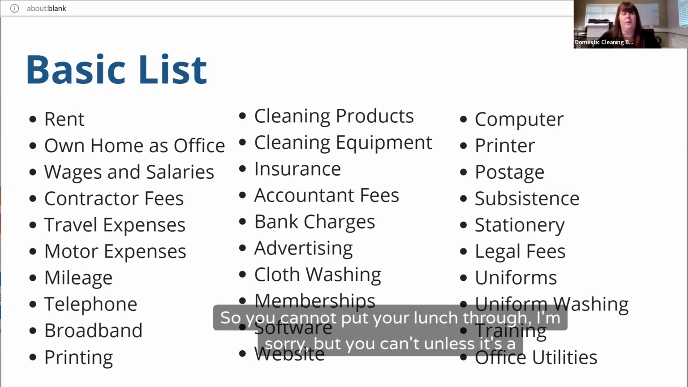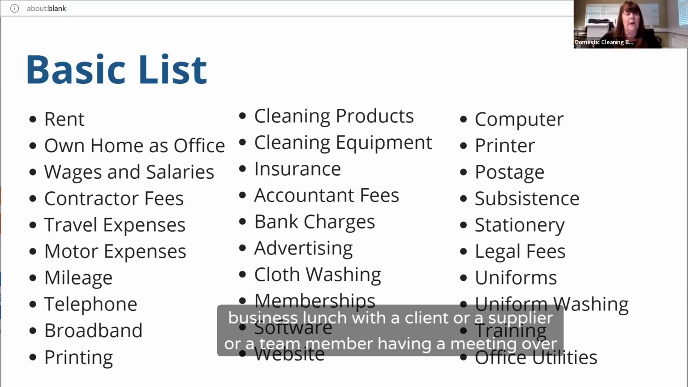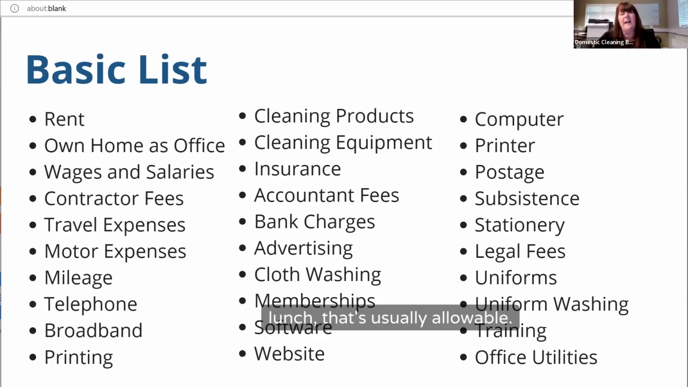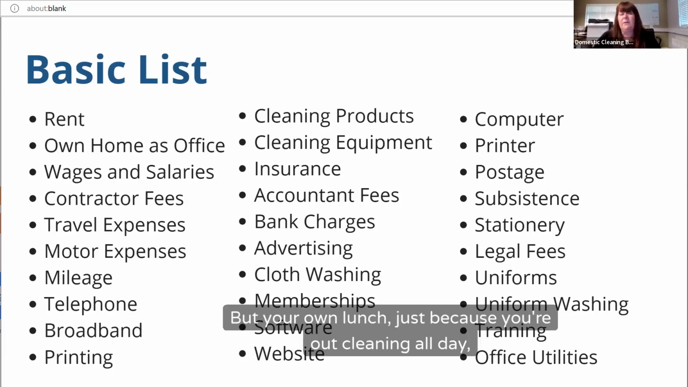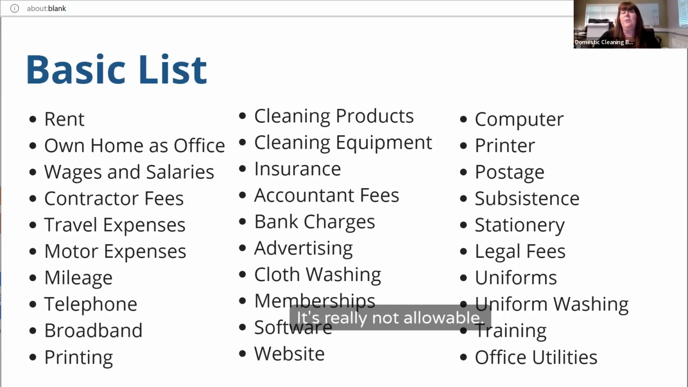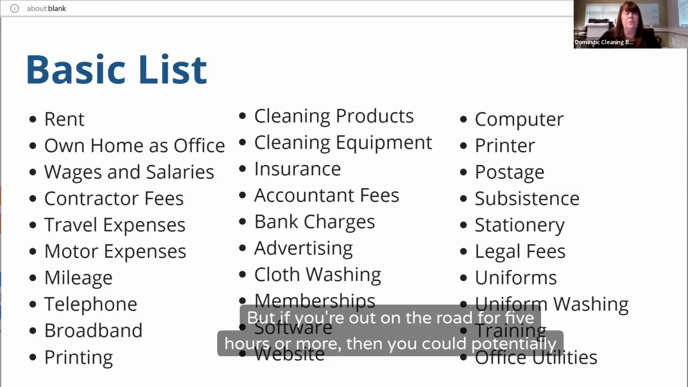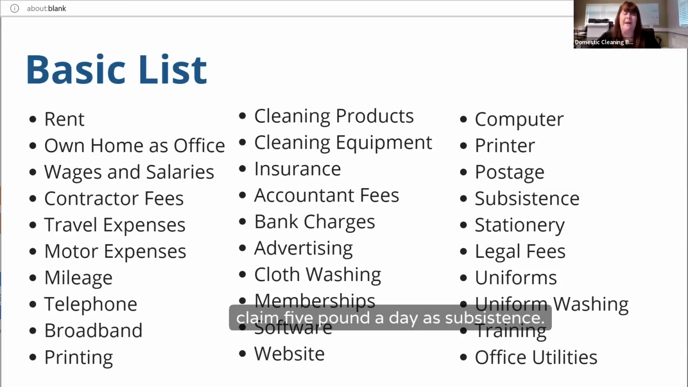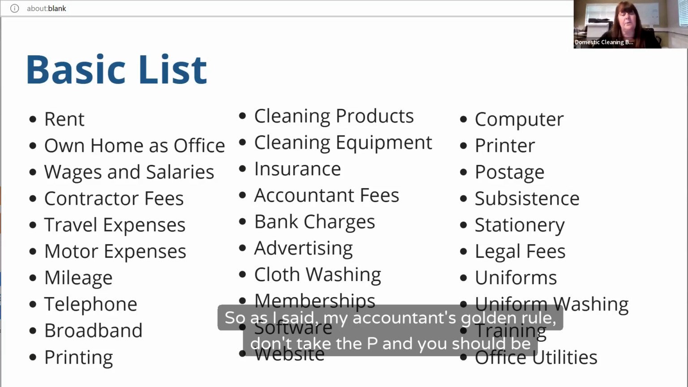So you cannot put your lunch through. I'm sorry, but you can't, unless it's a business lunch with a client or a supplier or a team member having a meeting over lunch. That's usually allowable. But your own lunch, just because you're out cleaning all day, it's really not allowable. But if you're out on the road for 5 hours or more, then you could potentially claim £5 a day as subsistence. It is a grey area though. So as I said, my accountant's golden rule, don't take the P, and you should be absolutely fine.